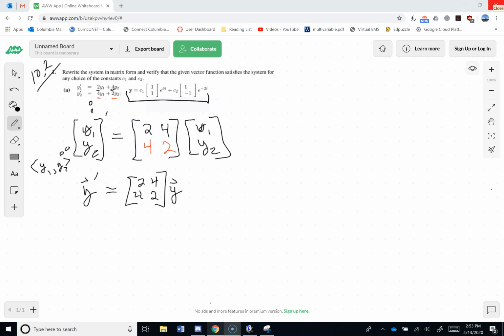Okay, so before, when I was cutting out all over the place, I was asking about this proposed y that they've given me, right? y equals c1 times the vector 1, 1 times e to the 6t plus and so on. That doesn't seem like one vector. And yet they're claiming that that's a vector solution, right? So how is that a vector?